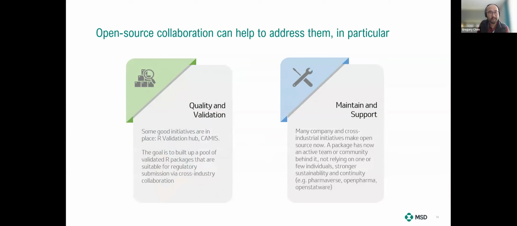So I just want to end by calling out that open source collaboration can help with addressing a lot of this, and maybe just highlight two particular aspects that open source can help with. One is about quality and validation, right? So we have the R-HTA consortium, we have OpenStats, which enable this kind of cross-industry collaboration that tries to build R tools following good software engineering practice.